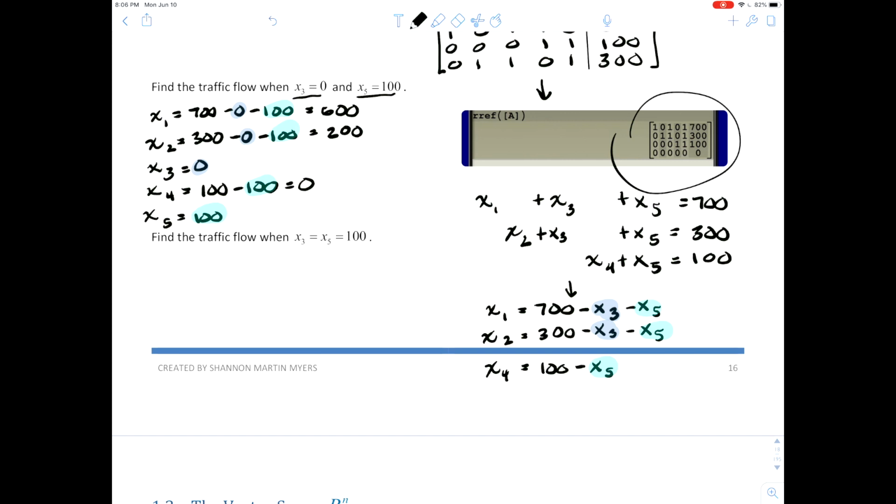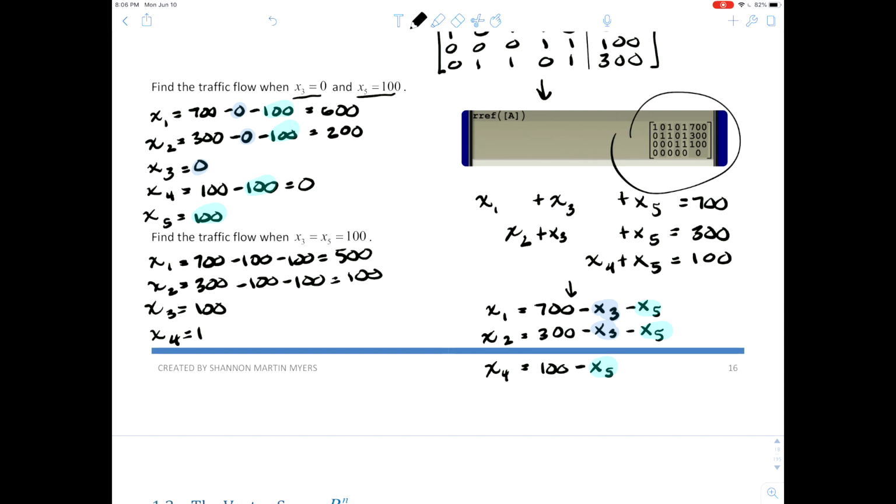Find the traffic flow when x3 equals x5 equals 100. So we'd have x1 equals 700 minus 100 minus 100, which would be 500. x2 is 300 minus 100 minus 100, which is 100. x3 is now 100. x4 will be the same thing, right? 100 minus 100 is still 0. And x5 equals 100.